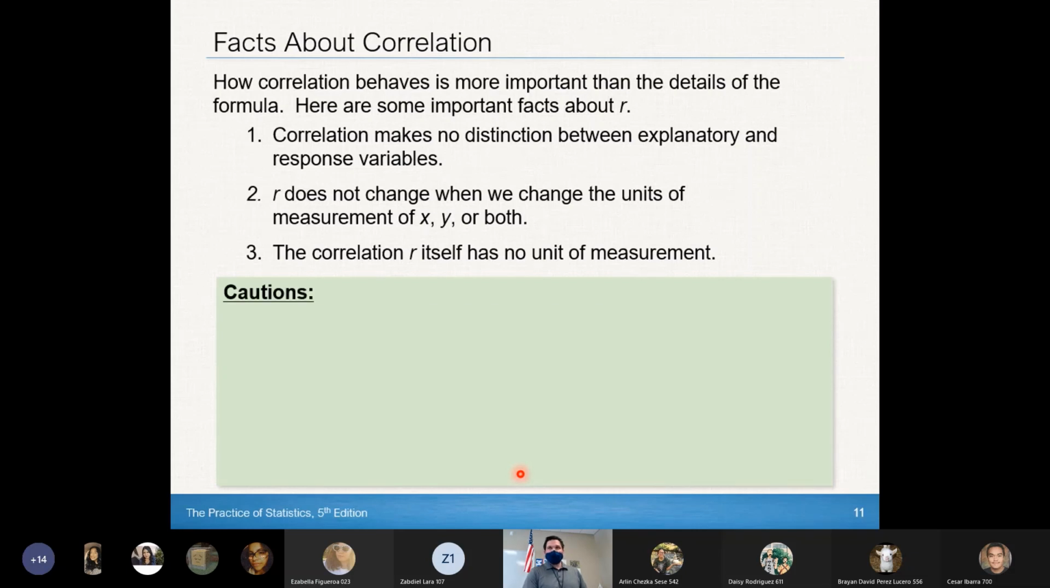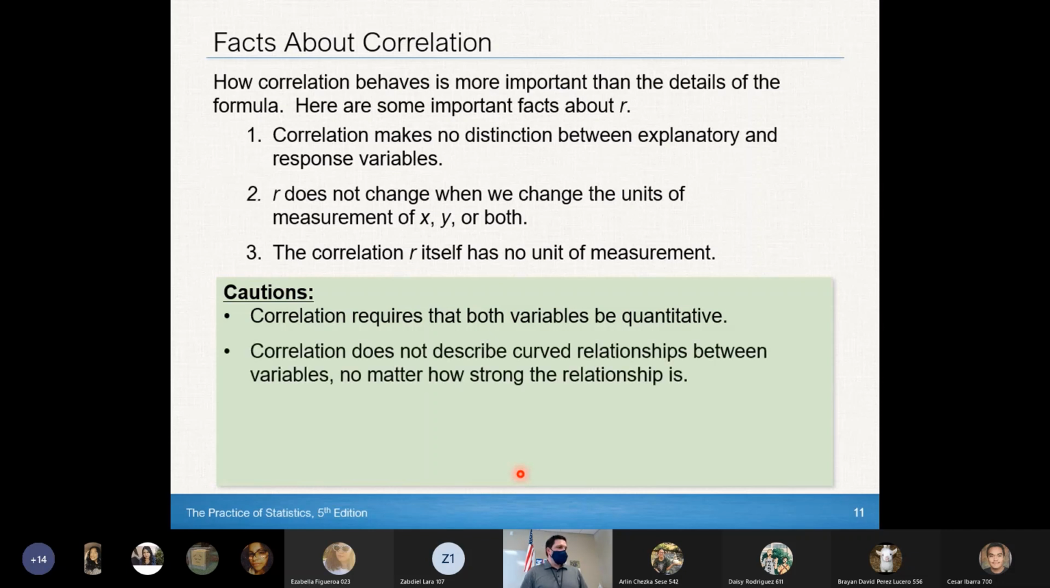Here are some cautions. Correlation requires that both variables be quantitative. Do not use this with a quantitative and a categorical variable. Correlation does not describe curved relationships between variables, no matter how strong the relationship is. That would be a different type of regression if we wanted to do a curved fit, and that's not what we're doing.